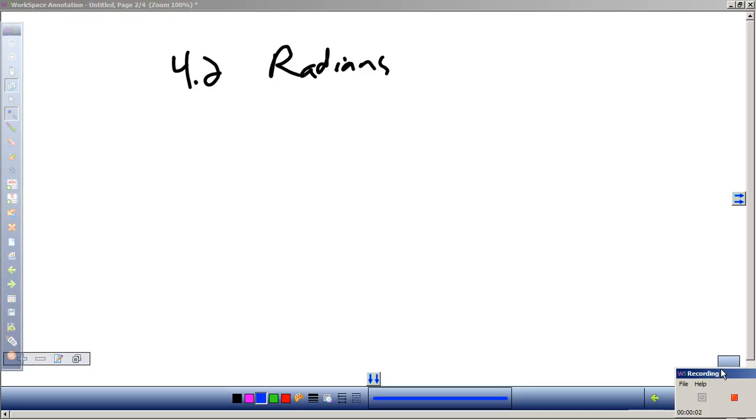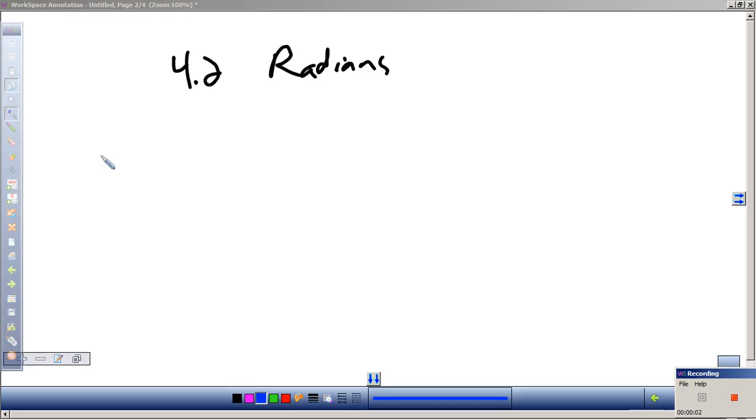I'll say that oftentimes degrees is more helpful for when you're doing applied type problems. However, in the theoretical, radians is far superior, mainly because it makes computation so much easier in a lot of cases. I'm going to show you a couple of the cases today where the radians are superior to degrees.